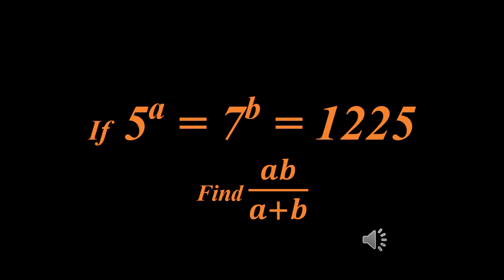So today we shall be considering our exercises. The first one is: if 5 raised to power a equals 7 raised to power b equals 1225, find ab over a plus b.